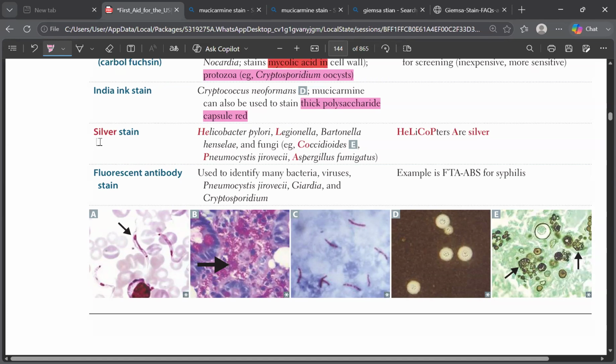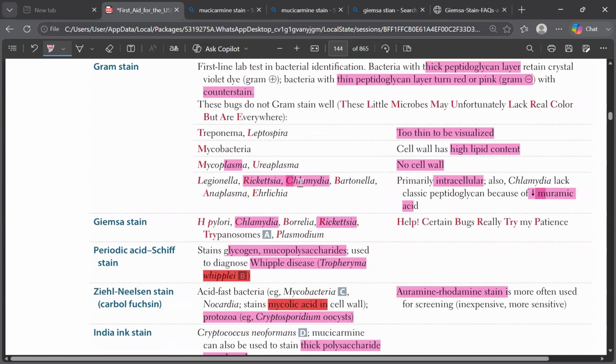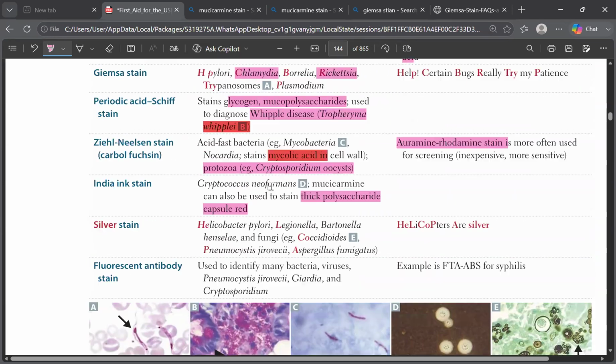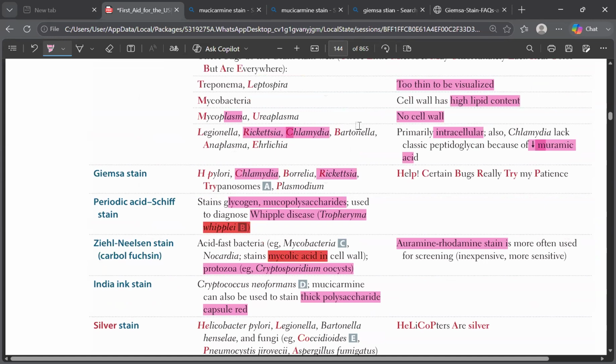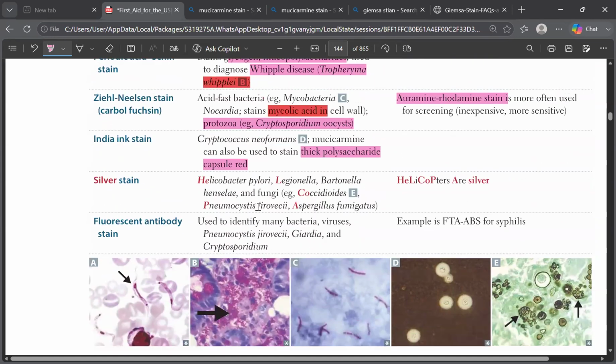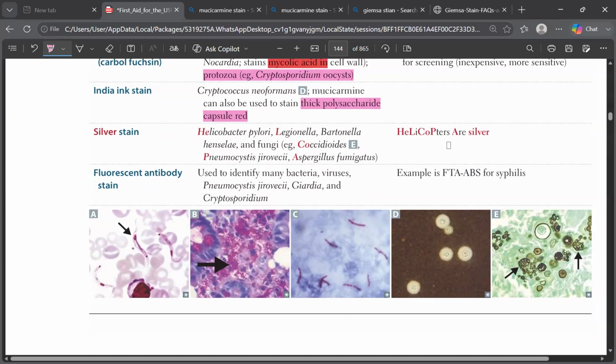Next, there is silver stain: Helicobacter pylori, Legionella, Bartonella. Okay, so Legionella and Bartonella were right here. Helicobacter pylori was also being stained by Giemsa stain, and it is also being stained by silver stain. Bartonella henselae. Okay, so that Bartonella was just Bartonella, and this one is Bartonella henselae. And fungi, for example Coccidioides, Pneumocystis jirovecii, and Aspergillus fumigatus. These are being stained by the silver stain. Helicobacter pylori, Legionella, Bartonella henselae.